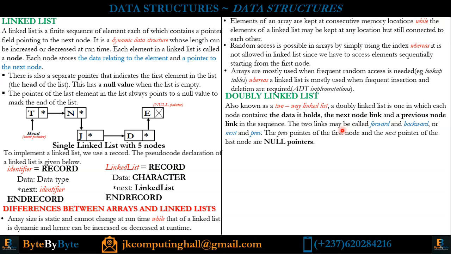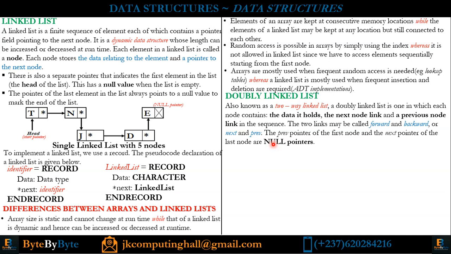Two links, the two links may be called forward and backward, or next and prev. This is from the word previous. The prev pointer of the first node and the next pointer of the last node are null pointers. I hope that we all understand that, dear students, because for the first node, there is no node behind.